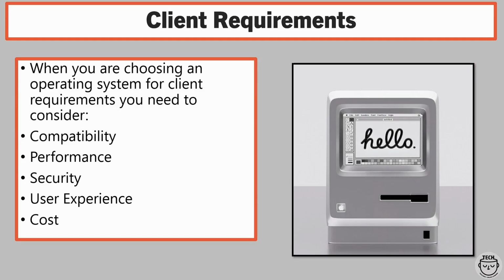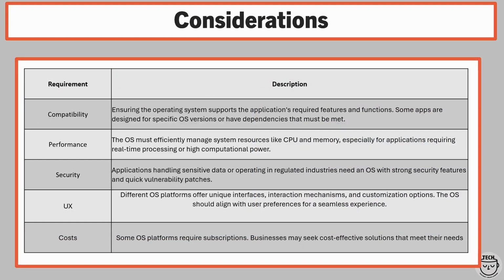So client requirements. When you're choosing an operating system, you need to think about the compatibility, performance, security, the user experience, and the cost. So compatibility: the application you make or you're using needs to actually be able to run on that operating system. So if you're making a piece of software for Windows, but your client is using a Mac, that's not going to work. Performance: it needs to be able to manage those resources. If the chosen operating system is going to be too heavy for the computer, then your app's not going to run as expected. That's not going to be very good.